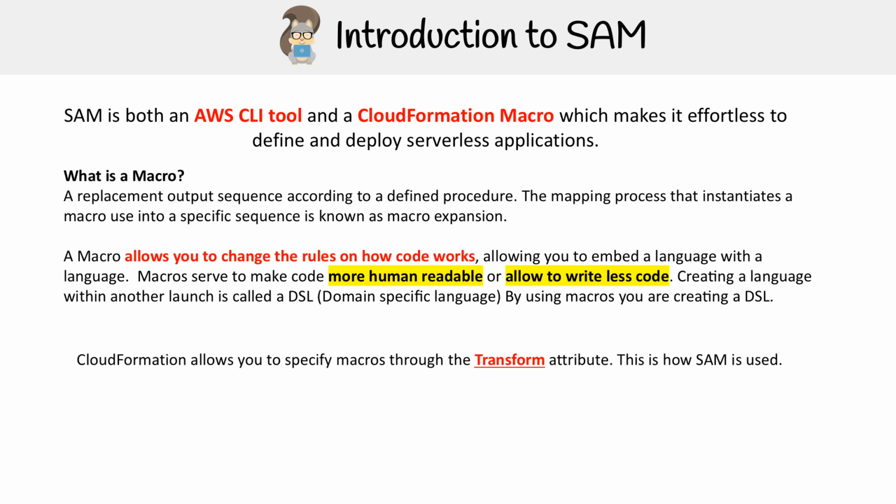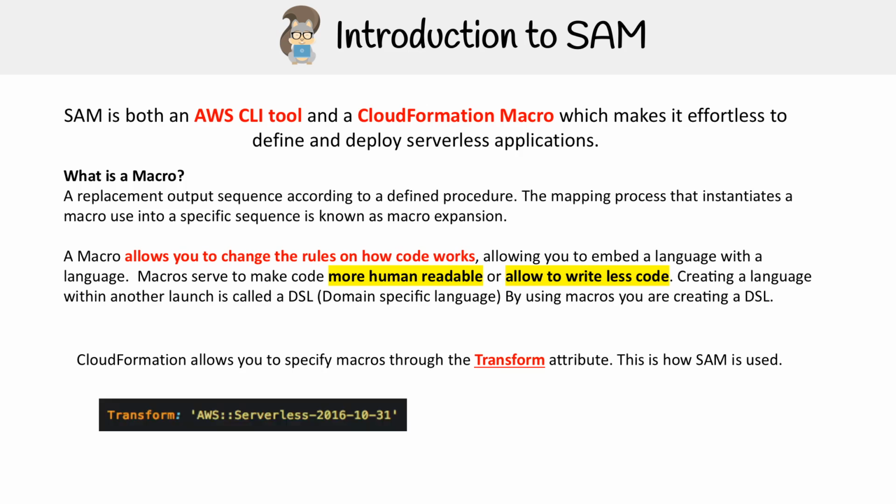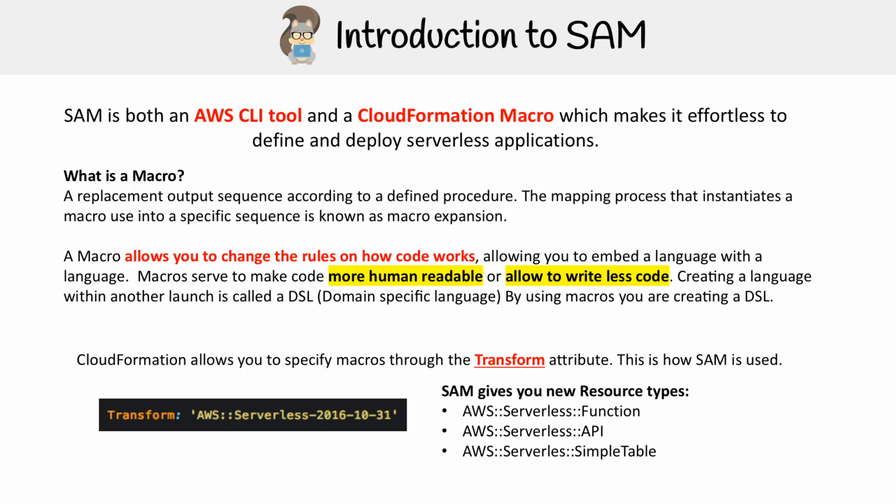CloudFormation allows you to specify macros through the transform attribute, and this is how SAM is used. So what you do is use transform and then specify AWS serverless, and then you'd have access to these new resource types. That's what this macro, SAM, is injecting into it. So you can define this function, this API, and simple table, along with a bunch of other properties.